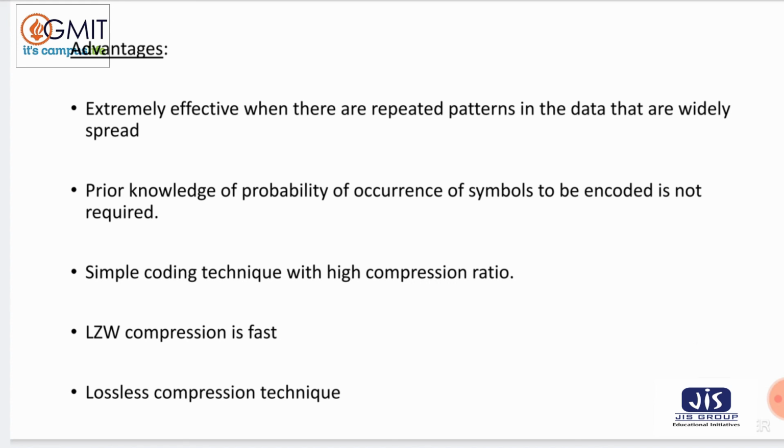It is extremely effective when there are repeated patterns in the data that are widely spread. This is very important. Obviously, whenever we get repeated patterns, we don't need to insert them again and again in the dictionary. Prior knowledge of the probability of occurrence of the symbols to be encoded is not required. That's an advantage. It is a simple coding technique with a high compression ratio. LZW compression is fast and lossless. Yes, this is very important because it is lossless and fast. This compression takes a minimal amount of time.